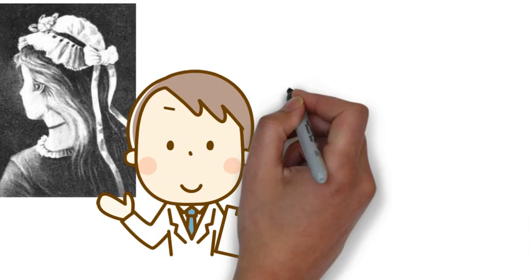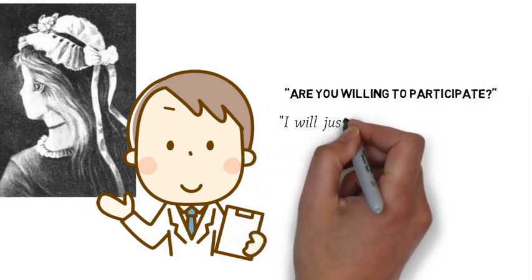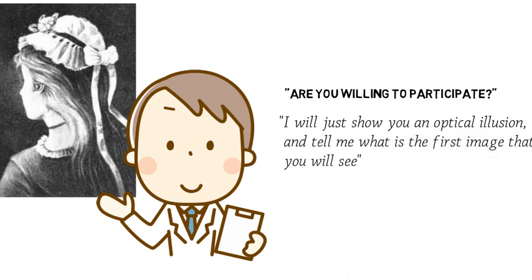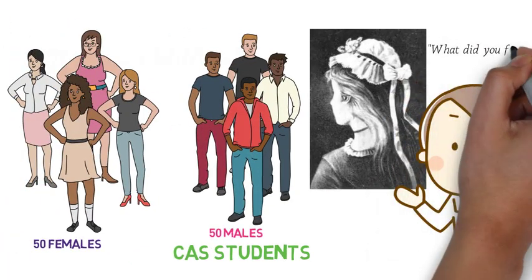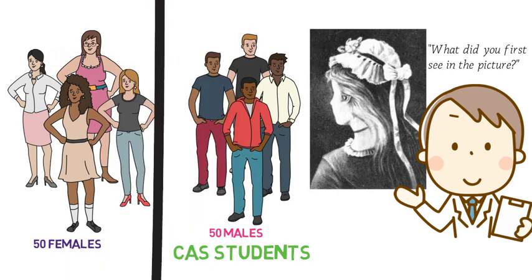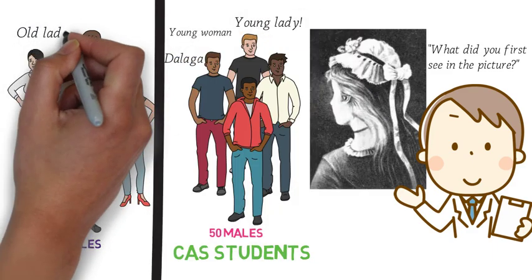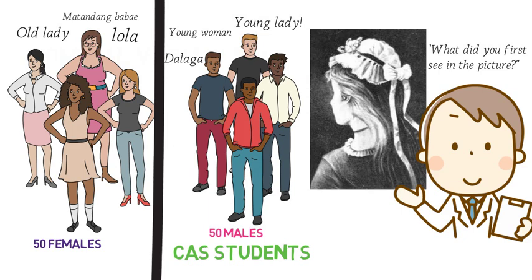So I asked muna if they are willing to participate in this study, and I also told them that I will just show them a picture of an optical illusion and ask them kung ano makikita nila. Once they agreed to participate, ang ginawa ko is I showed this picture sa mga students and I asked them if ano ang una nilang nakita. I jotted down their answers and then I separated the answers of male and female participants since I want to know if meron nga bang difference sa perception nila.